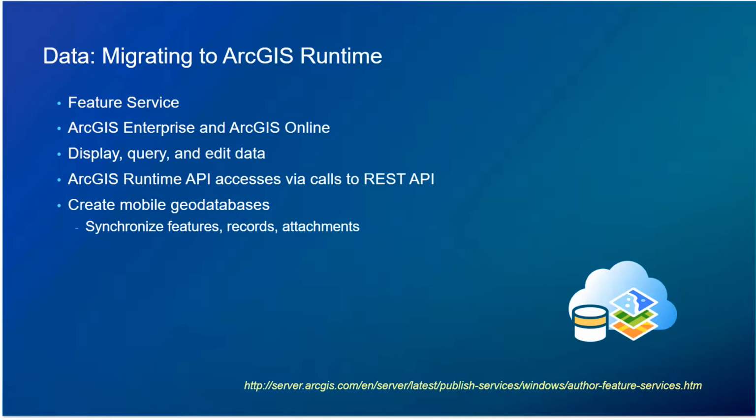They support a range of functionality: display, query, and editing of data, so editing of geometry, attributes, attachments. The ArcGIS Runtime API is essentially communicating with that service through the REST API. And then if they are sync-enabled feature services, that's when you can create a mobile geodatabase, download, and synchronize.